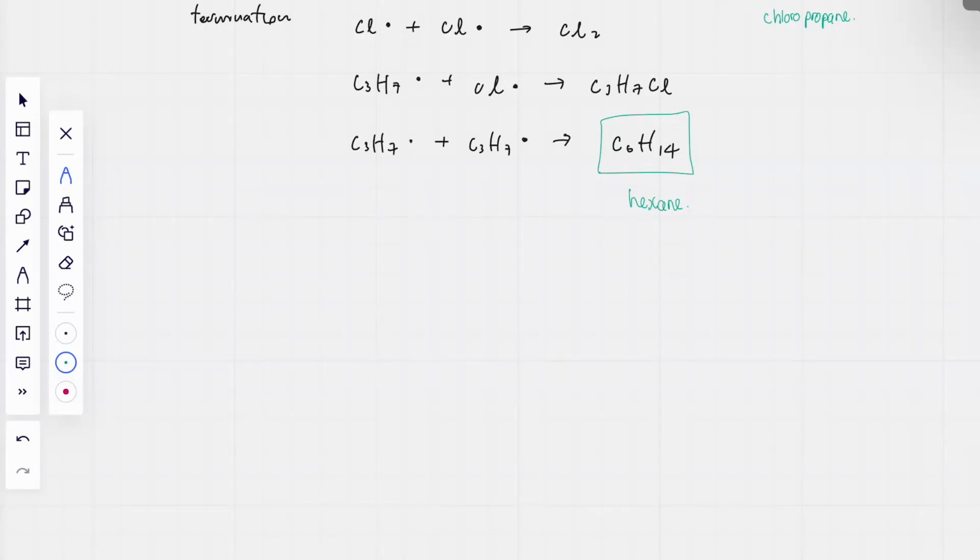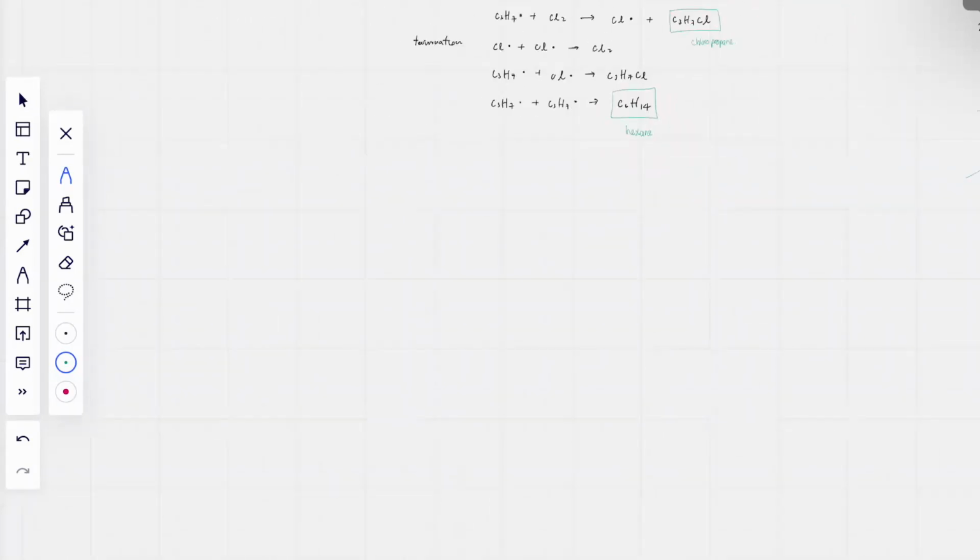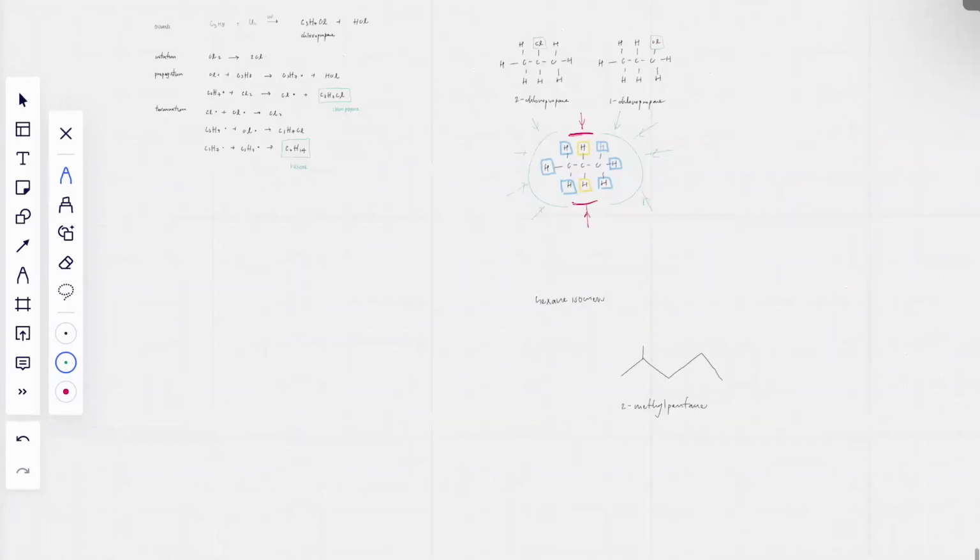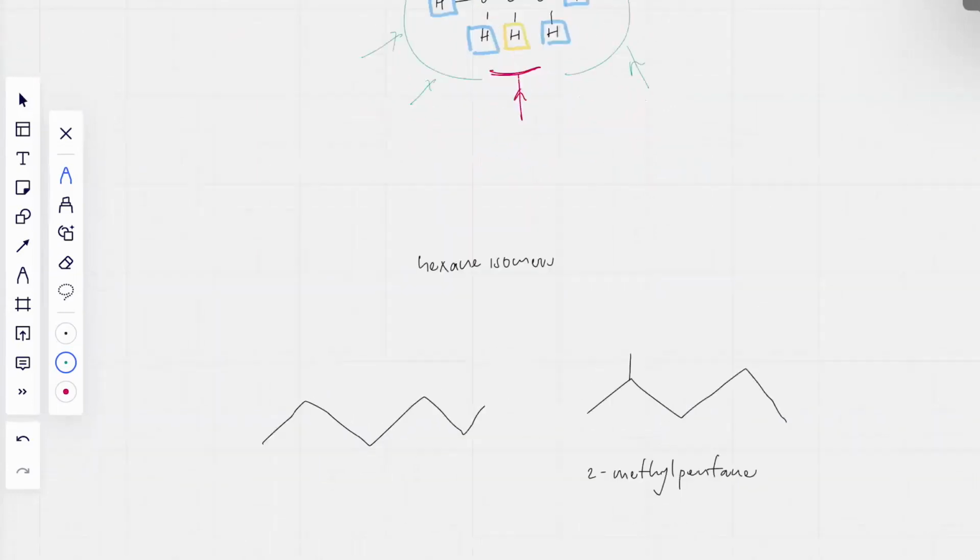Okay. How many? Where do you draw it? On paper? Okay, hexane. Oh, okay. Good.